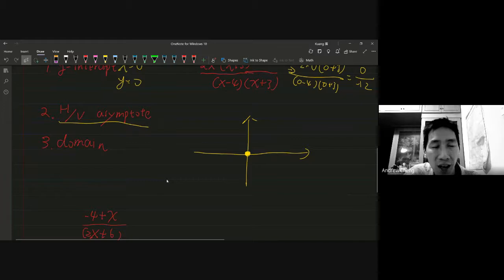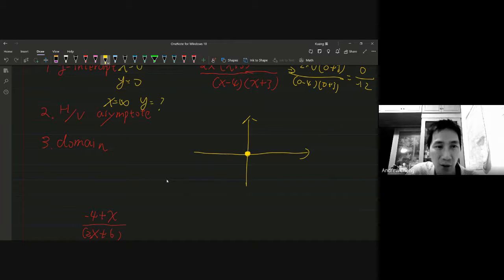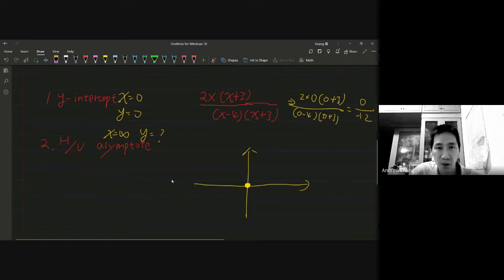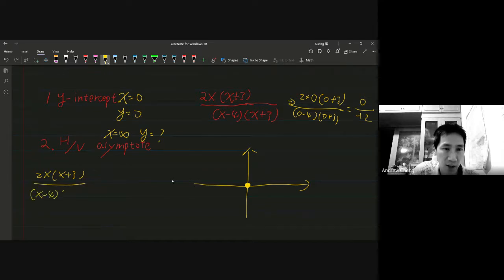And then how to find the horizontal asymptote? For the horizontal asymptote, you plug in x equals infinity, and the y value you get is the horizontal asymptote, right? For here, you have 2x times (x plus 3) over (x minus 4) times (x plus 3). First of all, you can cross out this x plus 3. So this is f of x. That becomes 2x over x minus 4.